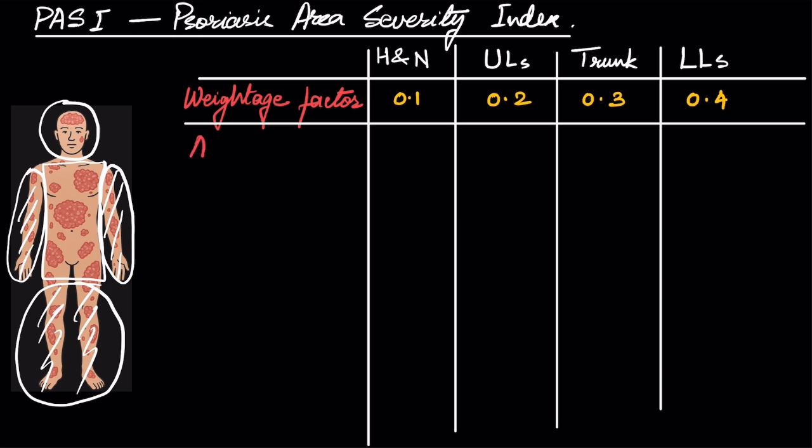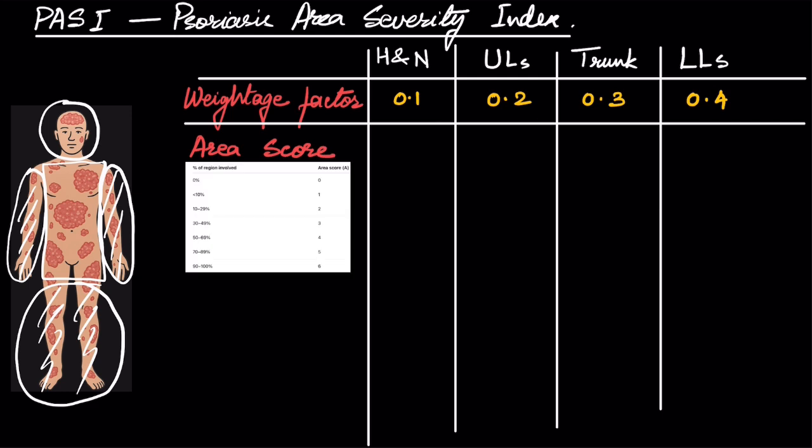Next, we need to know the area score for each part. In this, we have a table. Now we will know, according to this table, what is the area score. So, percentage of that region involved is seen. If it is 0%, area score will be 0. If it is less than 10%, area score will be 1. Say in head and neck, 15% of head and neck were involved with chronic plaque psoriasis. So area score will be 2.